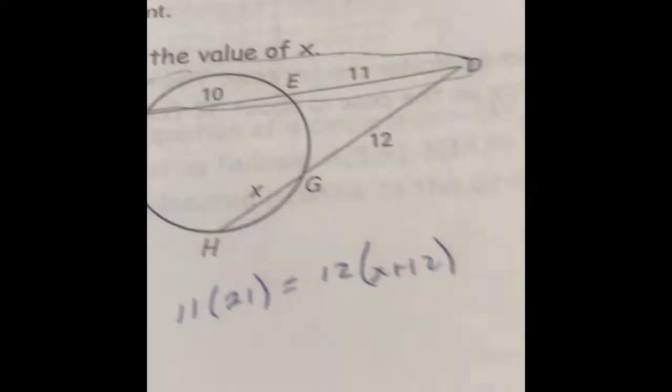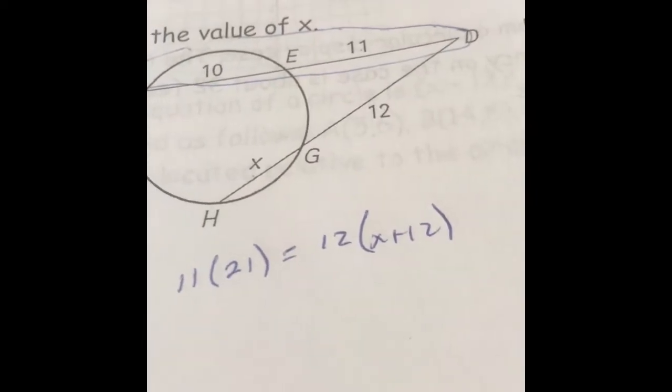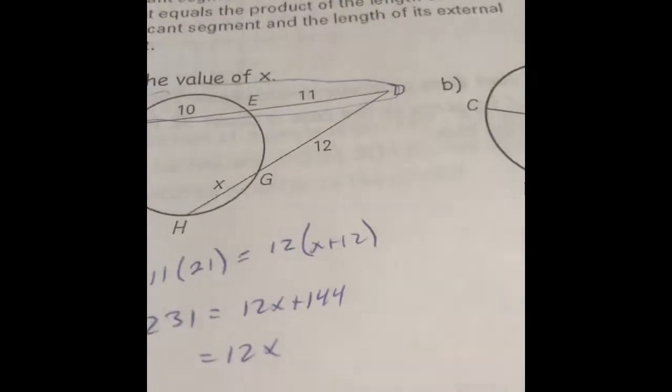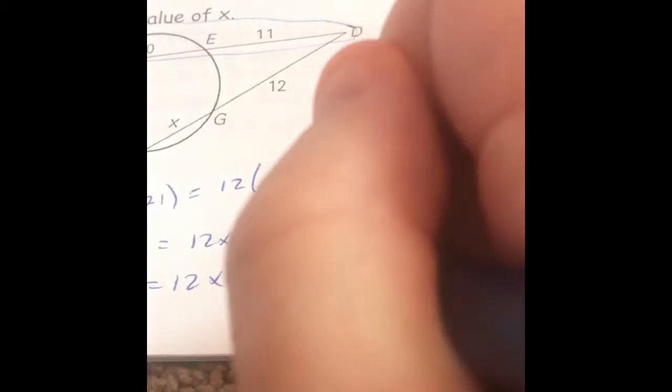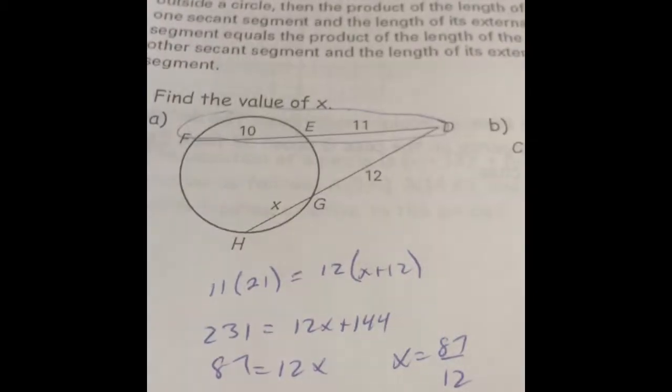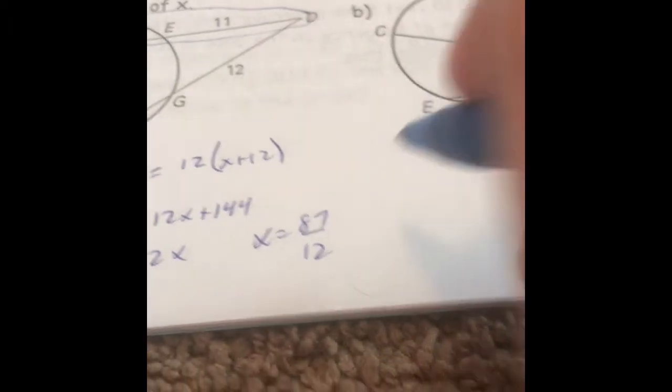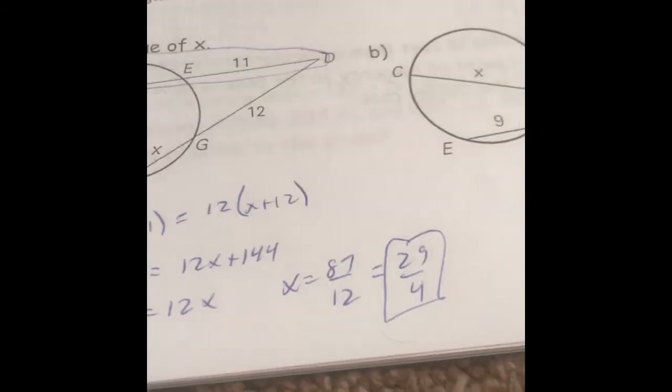All right, so let's go ahead and solve this. Let me grab my calculator here. So 21 times 11 is 231, is equal to 12x plus 144. Subtract 144 the other way. So you get 12x is equal to 87. And you could just leave that as x is equal to 87 over 12. That does reduce. 3 goes into both of those. So it's going to be, what, 29 over 4. All right, so x is 29 over 4. Go ahead and try the next one, please.